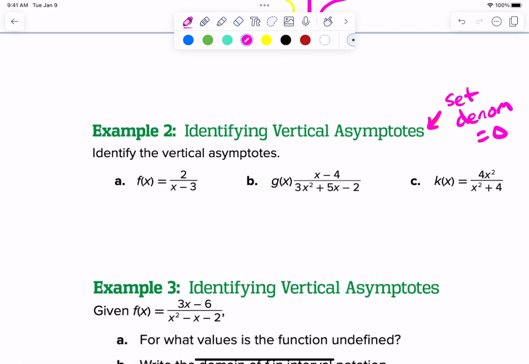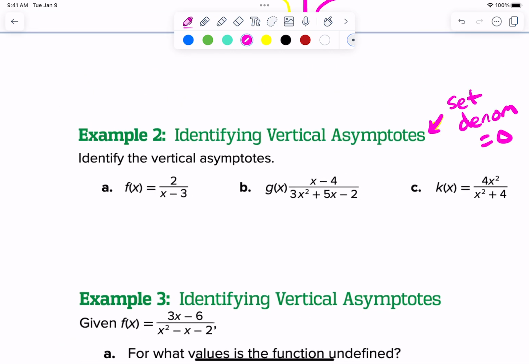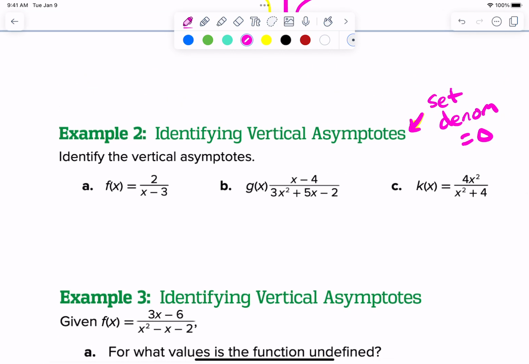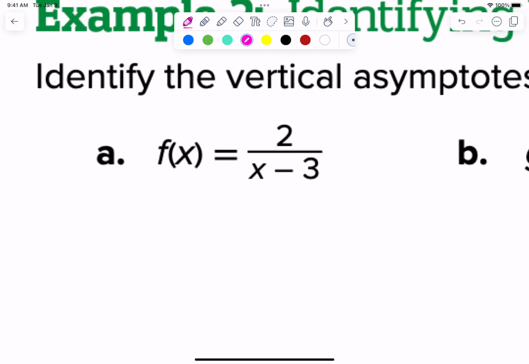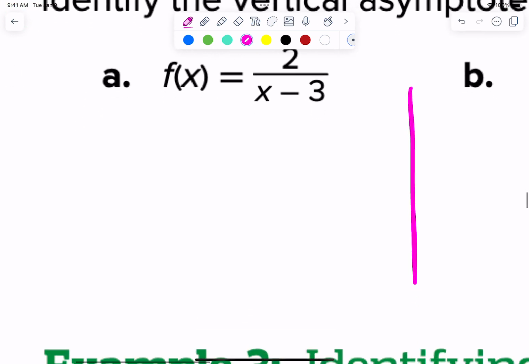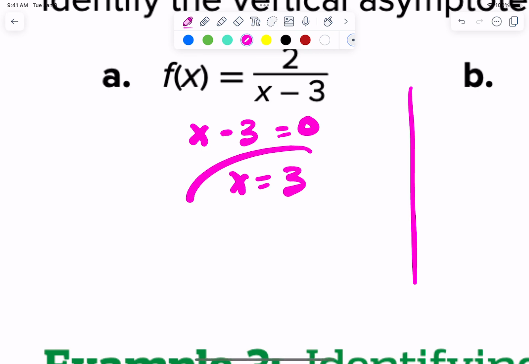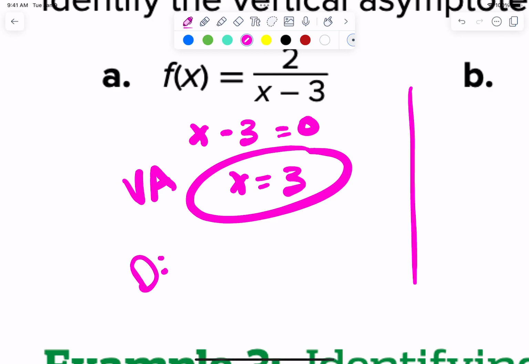Okay? So it says identify any vertical asymptotes. Am I going too fast? Yeah, I can get out paper. There we go. Identify the vertical asymptotes. I set the denominator equal to 0. So x minus 3 equals 0 and x equals 3, which means my VA is at x equals 3, which means my domain is that x cannot equal 3. Does that make sense? Your domain and your VA are like opposites of one another. If your VA occurs at 3, then your domain is x can't be 3, right? Because it's not touching, right?